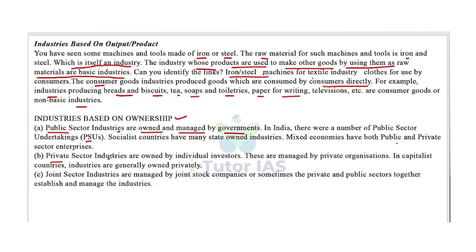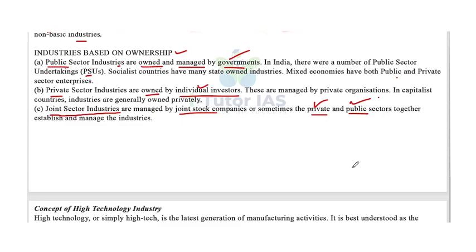Now, private sector industries, they are owned by individual investors. Okay, here in the public sector, they are owned and managed by governments, but in the private sector, they are owned by individual investors. These are managed by private organizations. In capitalist countries, industries are generally owned privately. Now, third one, joint sector industries. They are managed by joint stock companies, or sometimes the private and public sector together establish and manage the industries. Okay, here the private sector and the public sector together established and manage these industries. That is called joint sector industries.